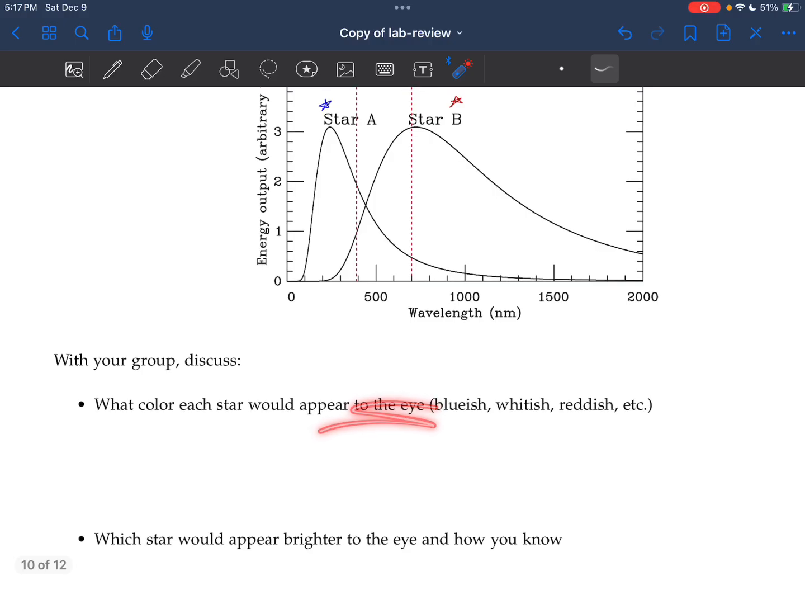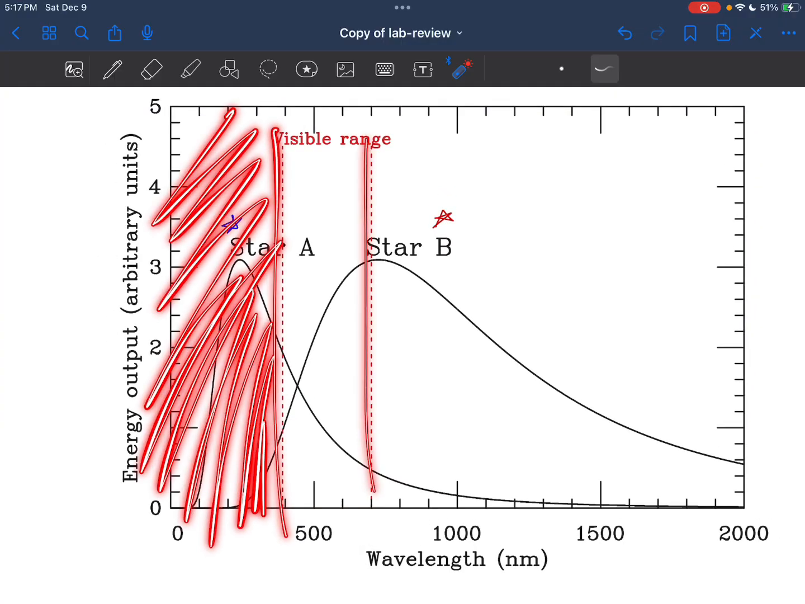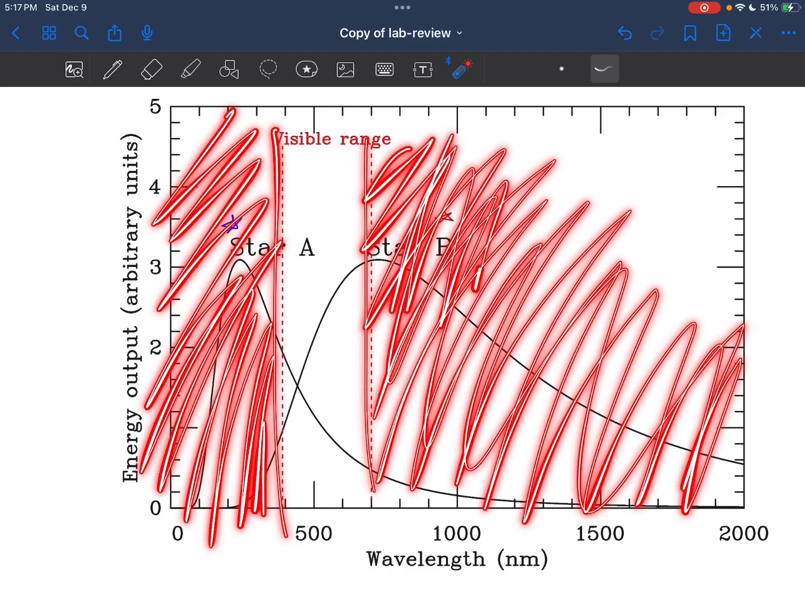Well, to the eye. I didn't mean to cross that out. I meant to underline it. To the eye means we're only looking in the visible range. So everything outside of this, I don't care about. I don't care what's going on outside of the visible range. I'm just looking at in here.